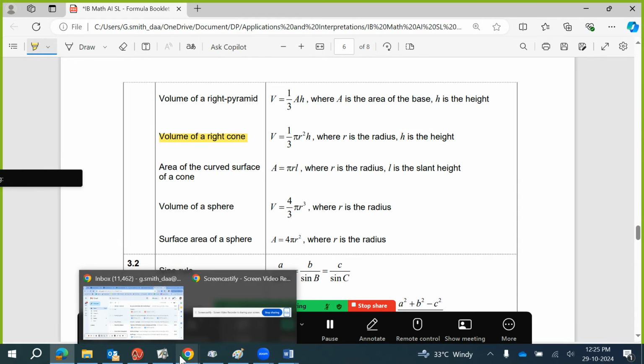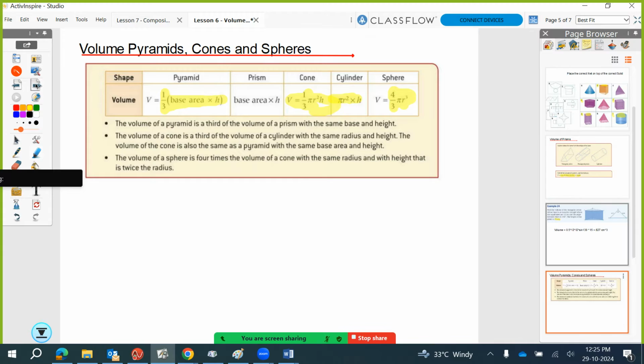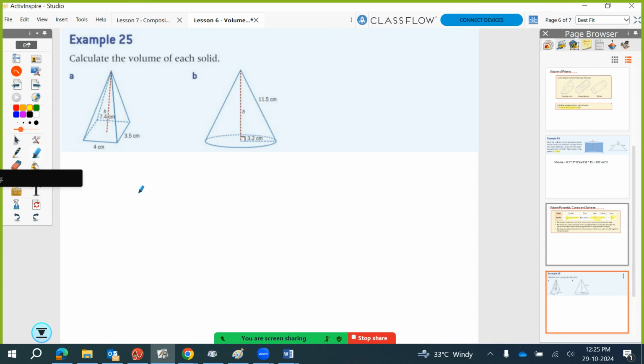So let's have a go at some questions. Find your formula sheet. Find the relevant formulas. See if we can use them for these two. I'll give you 6 minutes for this one, so it takes a little bit longer.